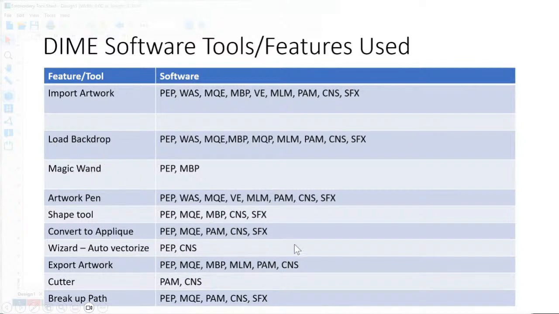So, okay. Coming up, I'm going to answer some questions, and then we're going to talk about how to manually trace an image if you only have a raster image that you want to trace. So let's see what questions we have here.